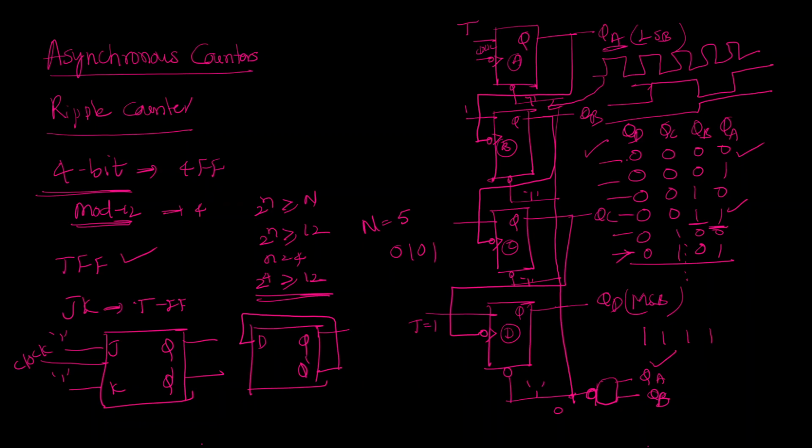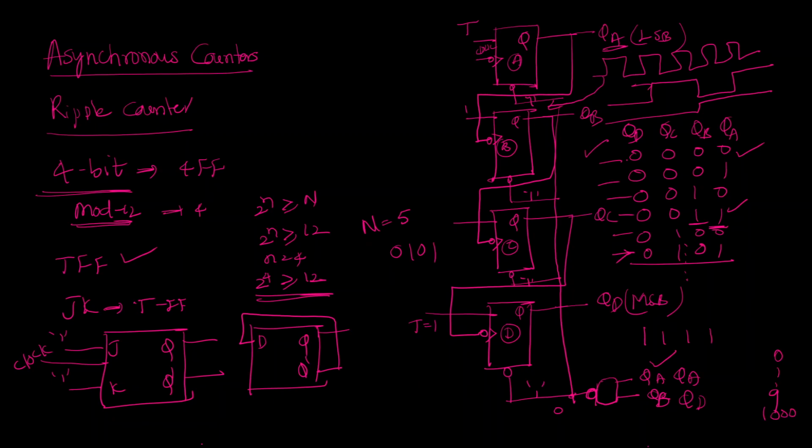If you want a mod 10 counter, what do I need to do? Mod 10 counter, 0 to 9. What is 9? How many flip flops are required? 4 flip flops required. So what I need to do? Instead of QA QB, it should be QA QD. If it is a BCD counter, it will go from 0 to 9.